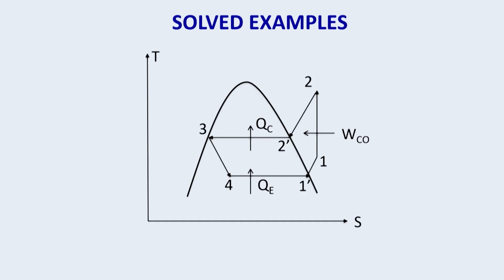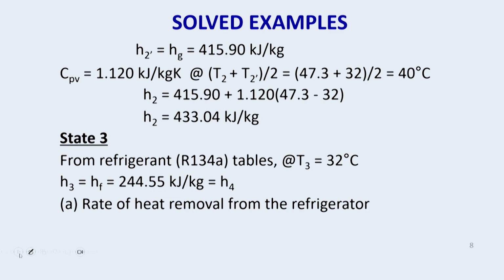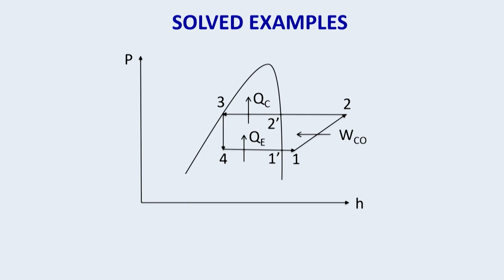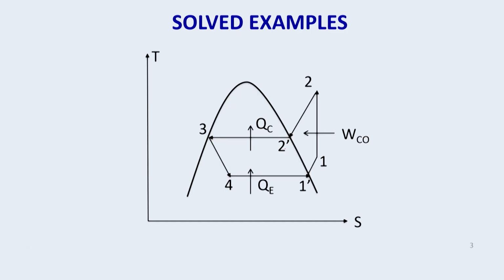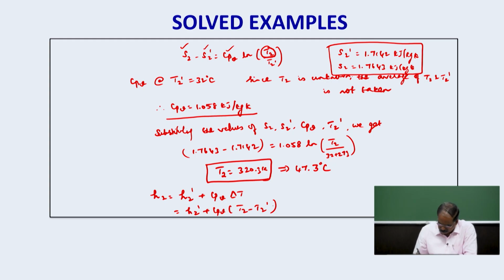Let me go to the diagram. So enthalpy at state point 2, superheated condition, equals saturated enthalpy plus Cp of vapor into delta T. Delta T is T2 minus T2 dash. So now we need to find H2 dash. H2 dash we can find similar to S2 dash. State point 2 dash is in saturated vapor state. So corresponding to the condensate temperature of 32, we can find the vapor enthalpy. So this is the equation.